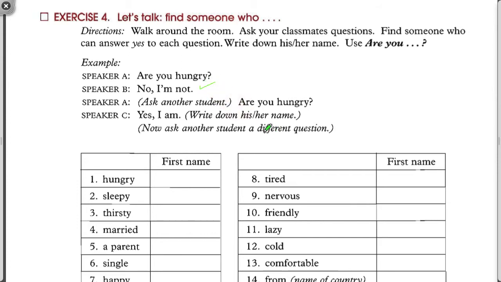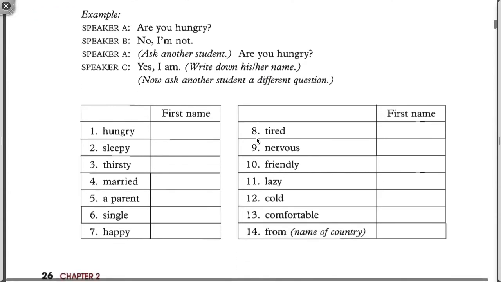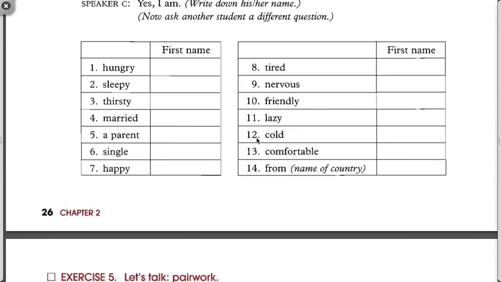Are you hungry? No, I'm not. Are you hungry? Yes, I am. Are you sleepy? Are you thirsty? Are you married? Are you a parent? Are you single? And are you happy? These are all question marks. Okay, so ask the question, and the answer can come from your partner. The answer will be yes, I am, no, I'm not, and you would write their name here.